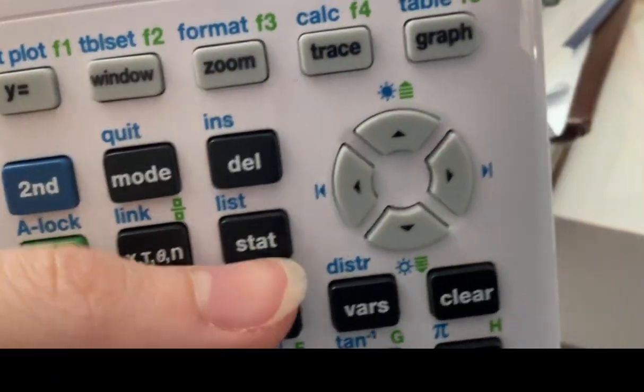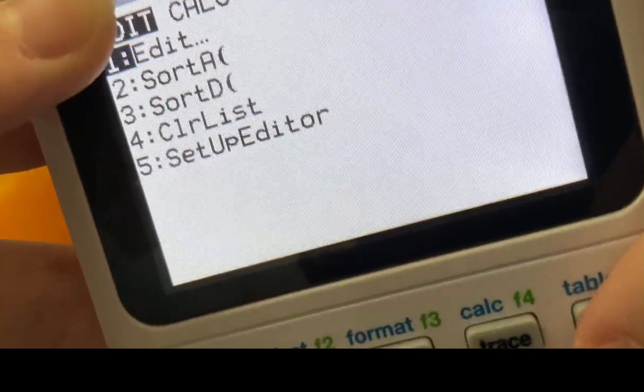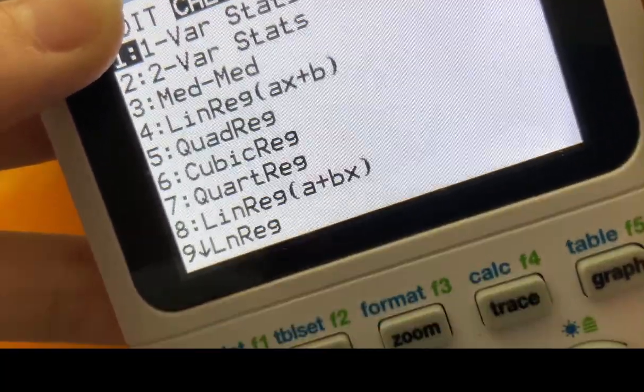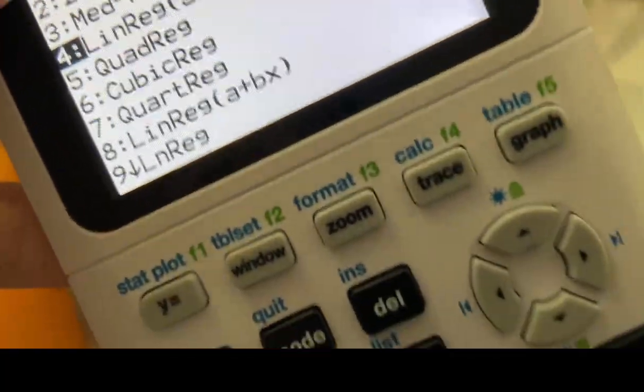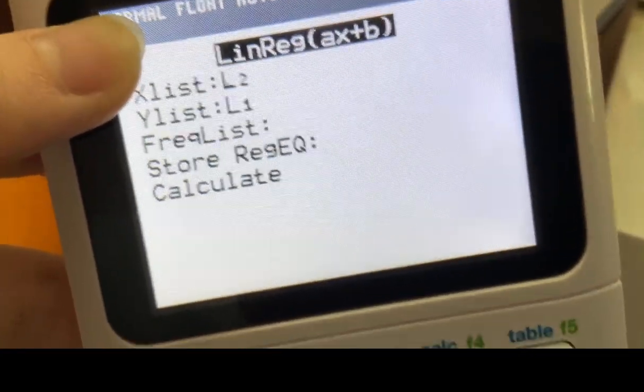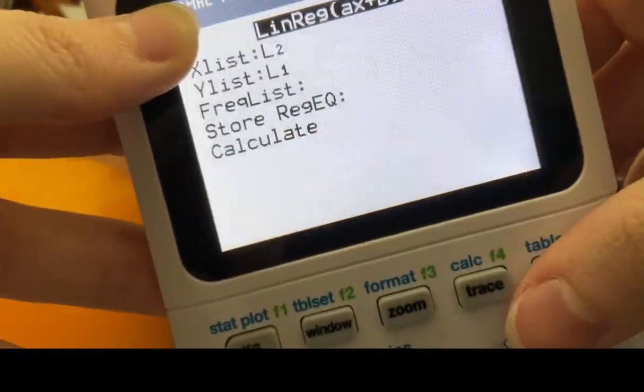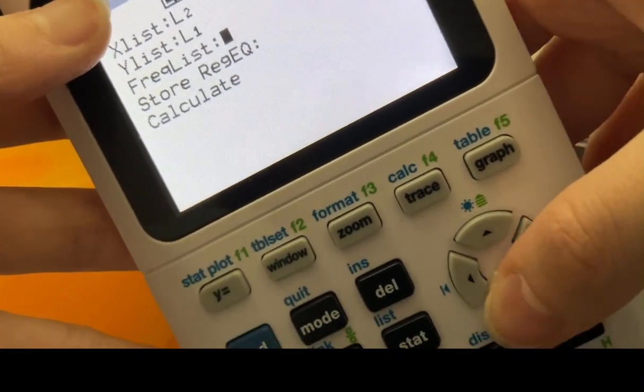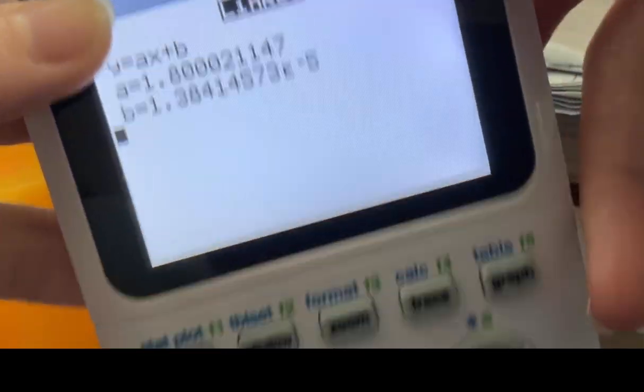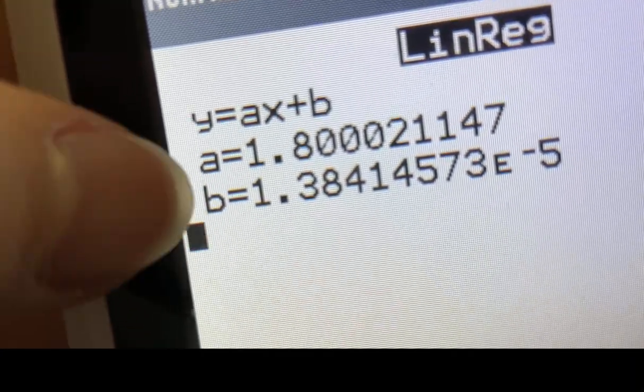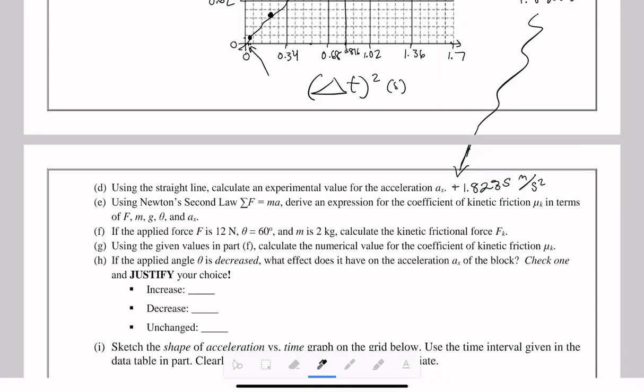So to find the best fit line, I go into stat, calc, and then linear regression, with the horizontal list as the one with all my t values, t squared, 2x. And then a, the slope I get is 1.8. So according to the best fit line, acceleration is about plus 1.8 meters per second squared, which is pretty close in value with my original guess.